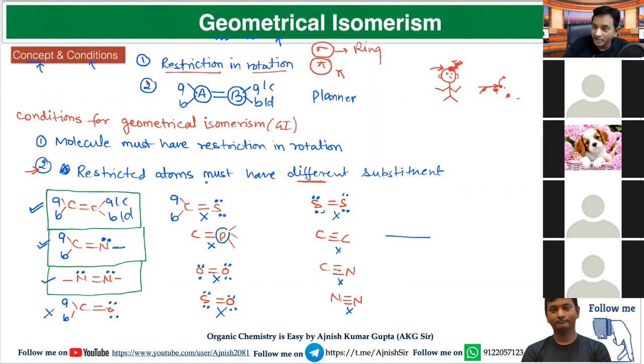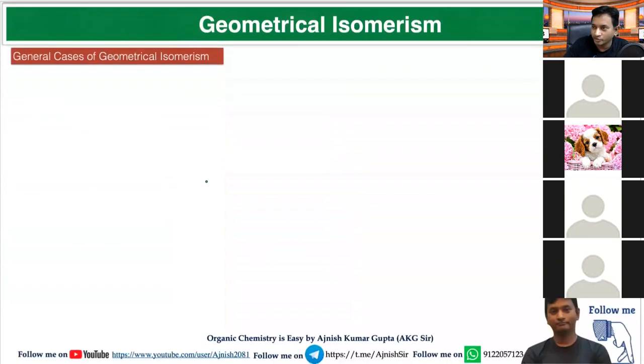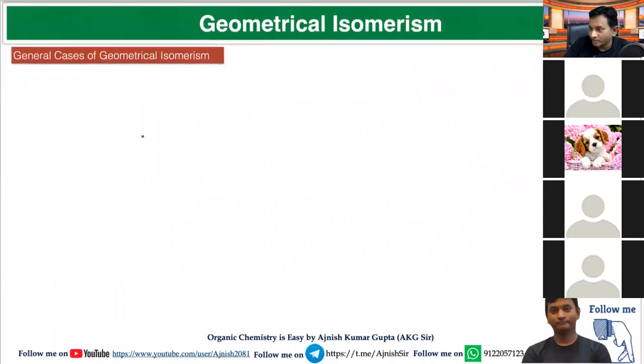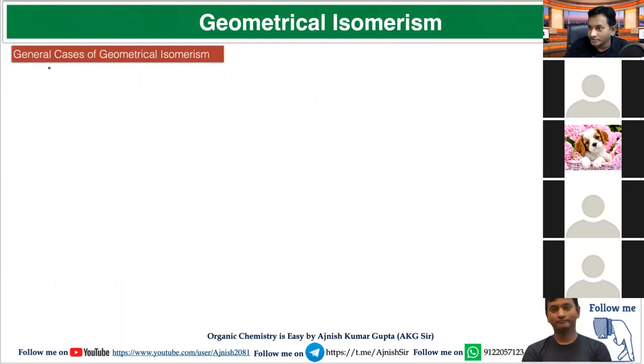Write the general cases of geometrical isomerism so that your notes will be complete and you can easily do questions on the basis of these notes or important points. Write it. General cases of geometrical isomerism. First, along carbon double bond carbon. This particular carbon has A, here B, here A, here B, or it may be possible that all the groups are different.